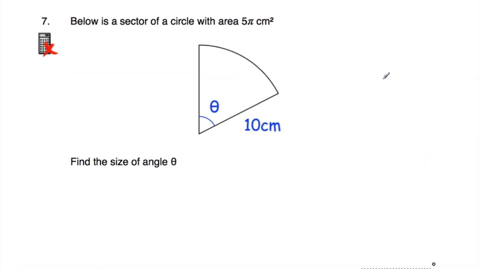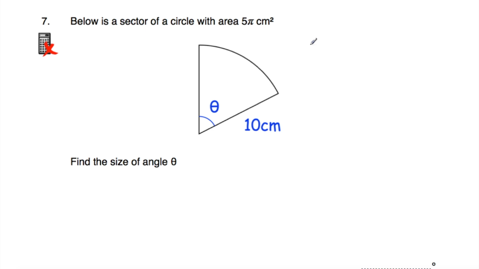Okay, so question number 7. Question number 7 is a non-calculator question, so I'm putting down my calculator. We've been told below is the sector of a circle with an area of 5 pi centimeters squared. So we've got this sector, and we've been asked to calculate the size of angle beta. So we want to find the size of this angle.